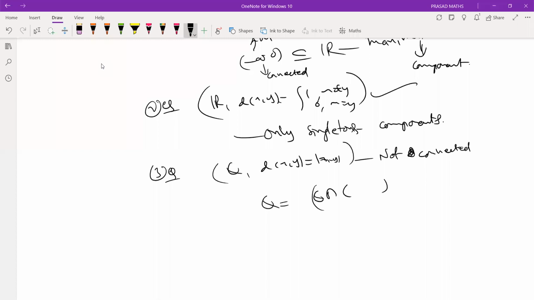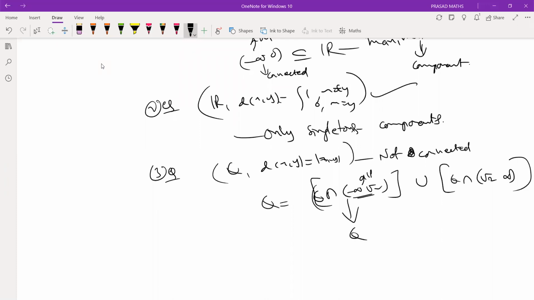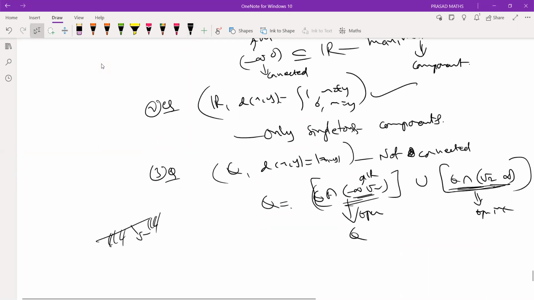Q can be written as an open set like this, union Q intersected with the rationals which are to the right of root 2. This is open in Q, because it is open in R, and the intersection with Q is open in Q. These are the rationals to the left, and these are the rationals to the right. They are disjoint open sets in Q. Therefore, Q can be written as a disjoint union of two non-empty open sets. Therefore, Q is disconnected.